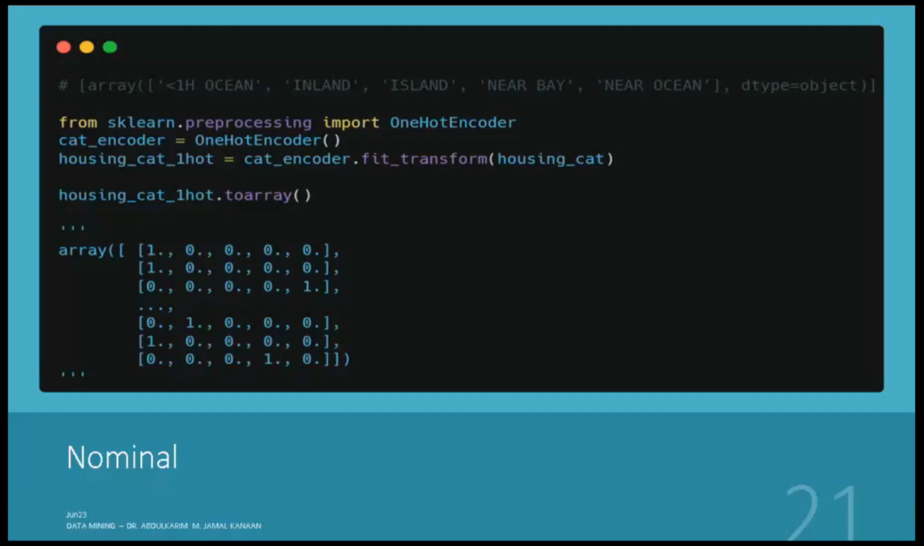So here: inland, island, near bay, near ocean, and so on. Imagine you have one column inside your data set. Let's say you have gathered data about houses, and this column shows you the category. The houses have been categorized based on their location, whether they are on the island, inland, how far they are from the ocean, and so on.